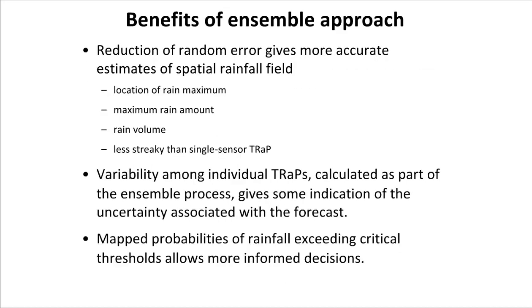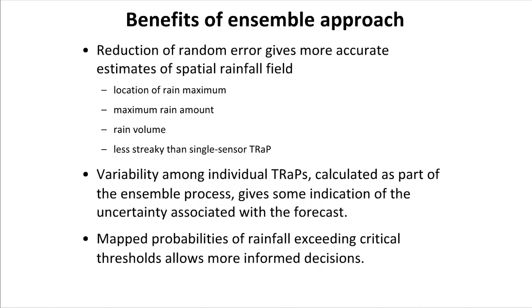There are three primary benefits of using an ensemble approach. The first is that reduction of random error gives more accurate estimates of the spatial rainfall field. This includes the location of rain maximum, the maximum rain amount, and the rain volume. The result is less streaky than the single sensor TRAP.